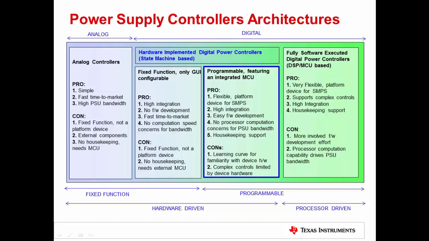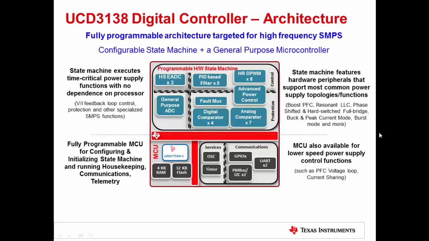With that, let's now take a look at a device from TI's digital power portfolio, the UCD3138, which belongs to this category. Pictured here is a simplified high-level block diagram of the UCD3138 digital controller. The device consists of two portions. The top half represents the programmable hardware state machine, while the bottom half represents a general-purpose MCU.